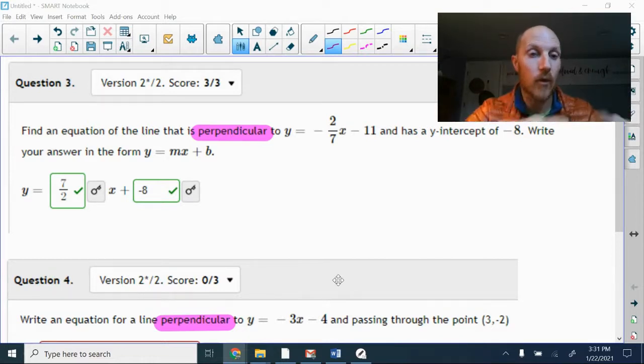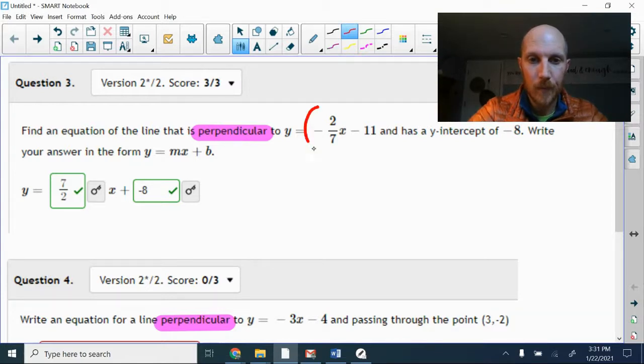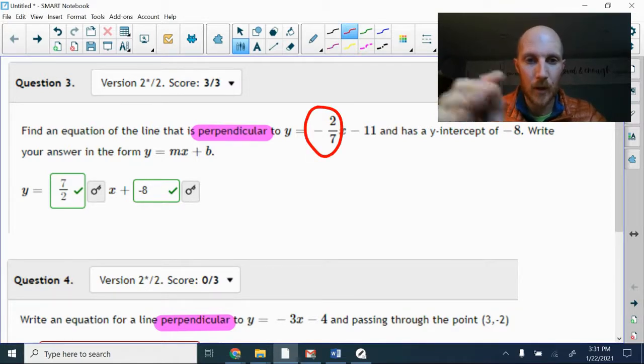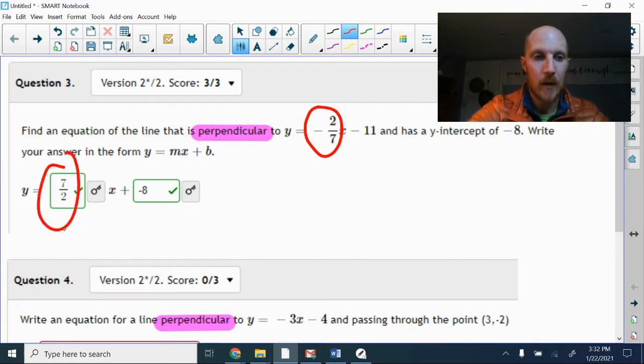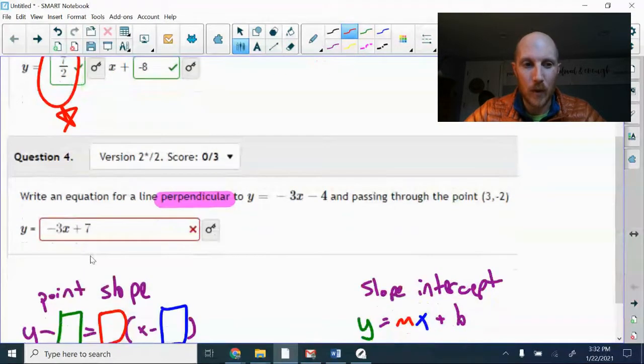So here's the answers you gave on question 3. Question 3 asked for a line that's perpendicular, and so you changed the slope. The equation that was provided, the slope there was -2/7. To make it perpendicular, you changed that to +7/2 right here. Awesome. So we're gonna have to do the same thing here on question 4.